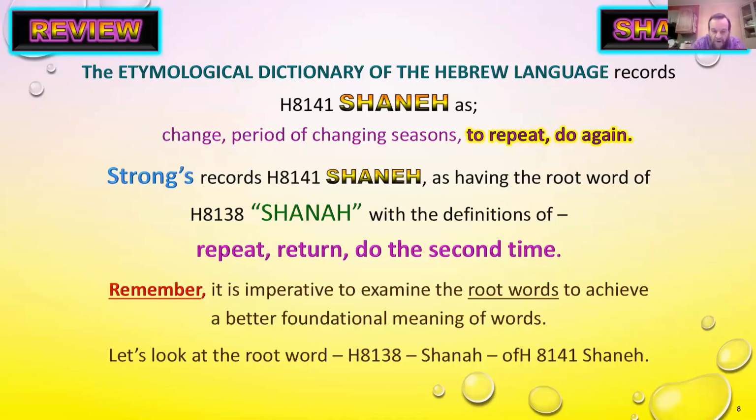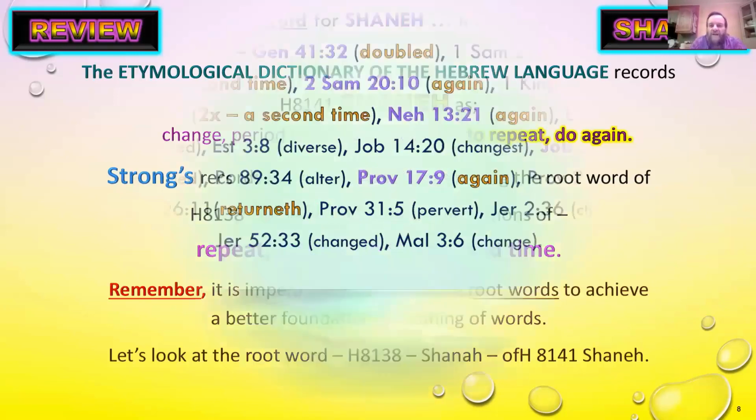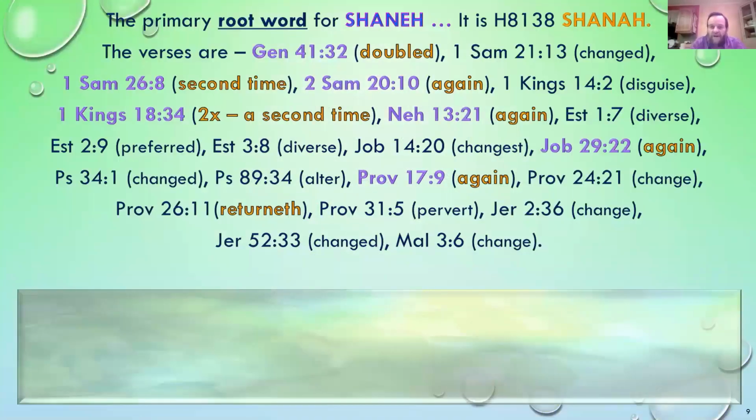Let's look at the root word, 8138, Shana, of 8141, Shane. Root word for Shana, or Shane, is 8131, Shana. And I'm just going to read the gold words: doubled, second time, again, and 1 Kings 18:34 has it 2 times, a second time, and again, Job again, Proverbs again, returneth. These are the definitions of the root word.